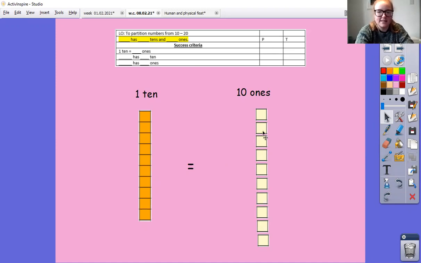And 110 is the same as how many 1s? 1, 2, 3, 4, 5, 6, 7, 8, 9, 10. 110 is the same as 10 1s. So I know that 110 is the same as 10 1s.